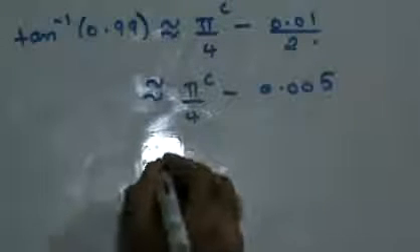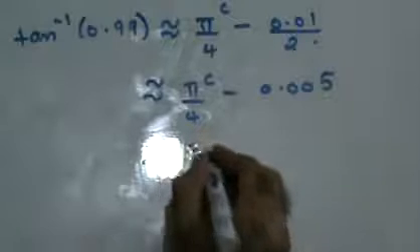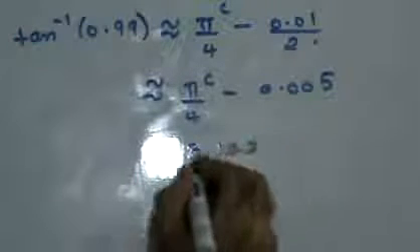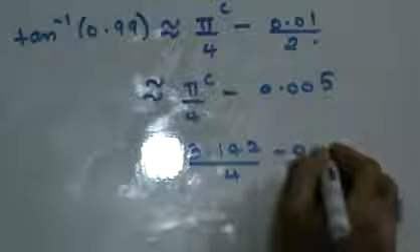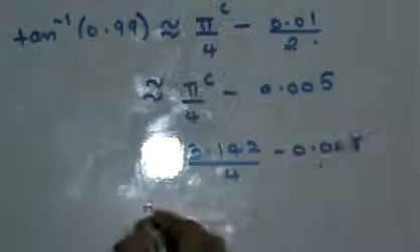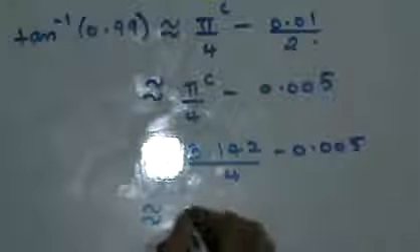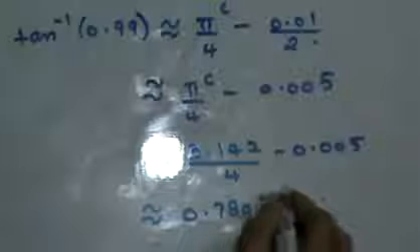That will be your value of tan inverse of 0.99. Now here you could substitute the value if you want to get the precise value. Pi can be written as 3.142 divided by 4 minus 0.005. Simplify this further. If you simplify this further, you will get this answer as 0.7805 radians. Right?